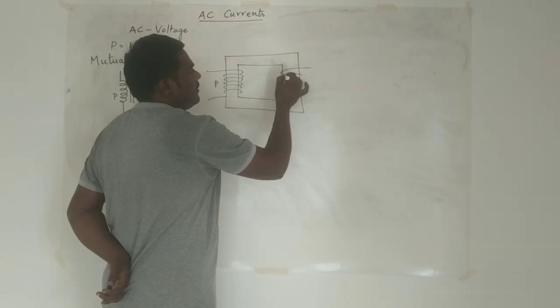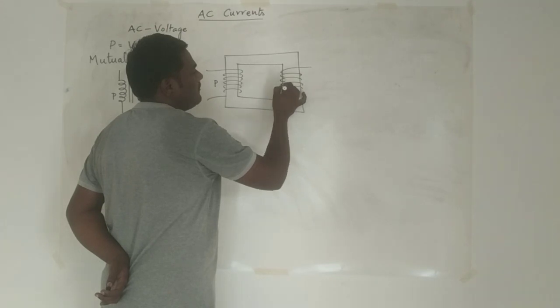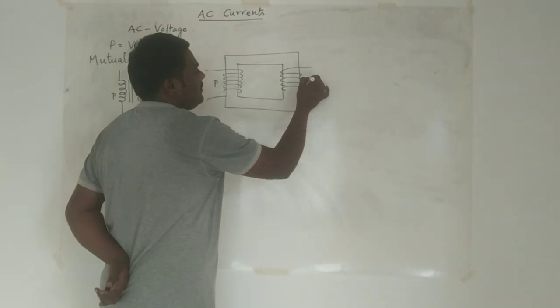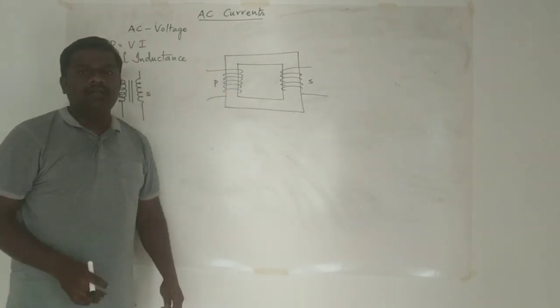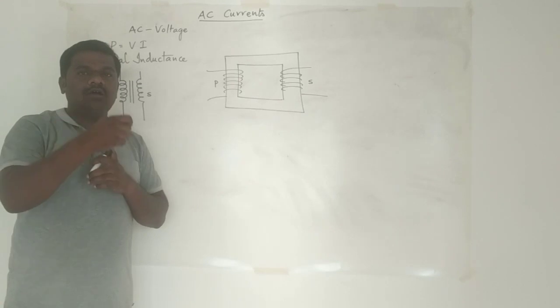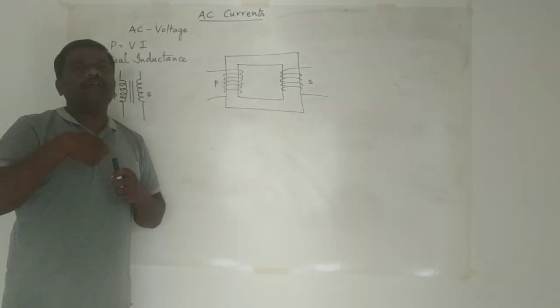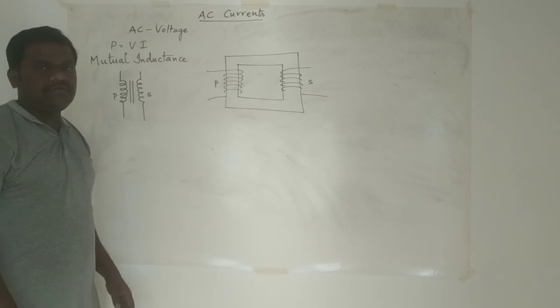See, again I am telling you, it's a block diagram. A typical transformer looks different from this. Here I have shown the coils in separate positions, but in actual transformers, the coils are wound one over the other. Okay, so let us go with the construction first.